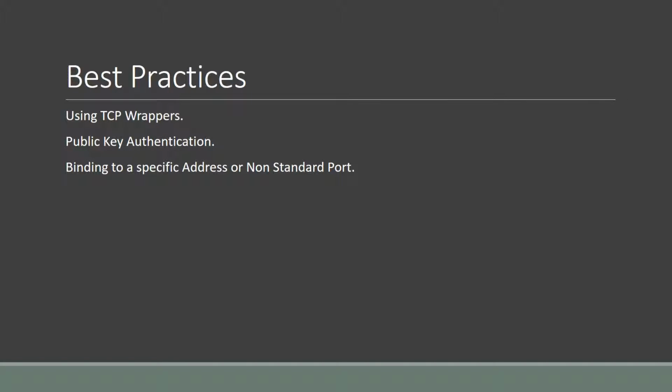The best practices for SSH. One, binding to a specific address or a non-standard port. If you're running SSH on an internal firewalled workstation, this process will not work for a system like that. But if you're running SSH on a firewall or on a machine with two network interfaces, this process does work.